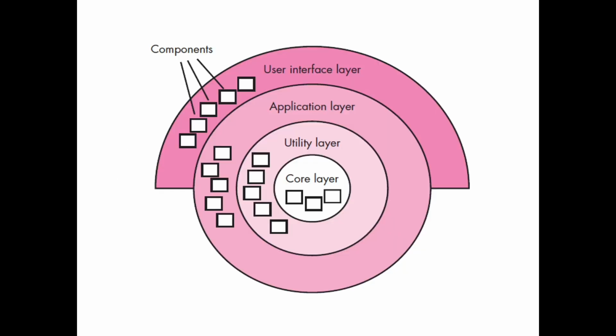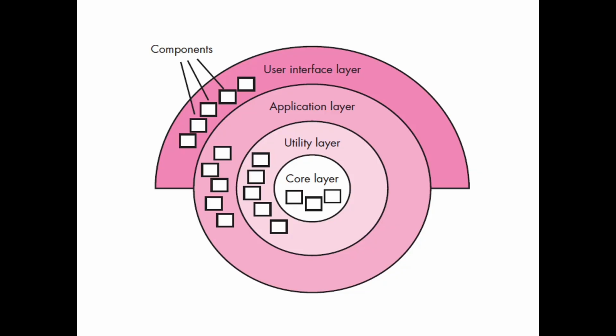The diagrammatic view: the core layer is the inner layer of this layered system. The next one is the utility layer, and the next layer is the application layer, and the outer layer is the user interface layer, which makes an interaction between the application layer and the utility layer.